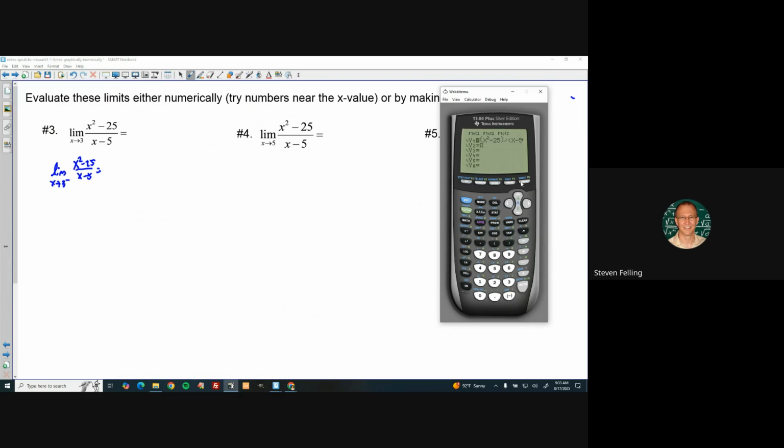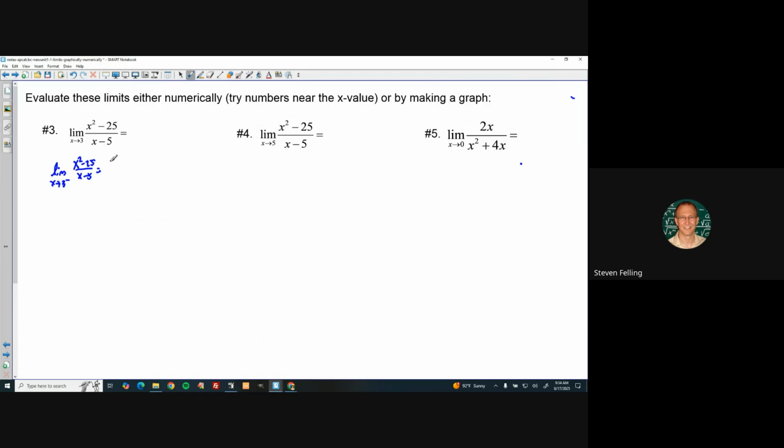Okay, now we're approaching 3 from the left. So on my table, maybe I would put numbers like 2.9, 2.99, 2.999. Can I see what's going on so far? I can already tell that that's approaching the number 8. Okay, so I'm going to declare that that left-handed limit is equal to 8.